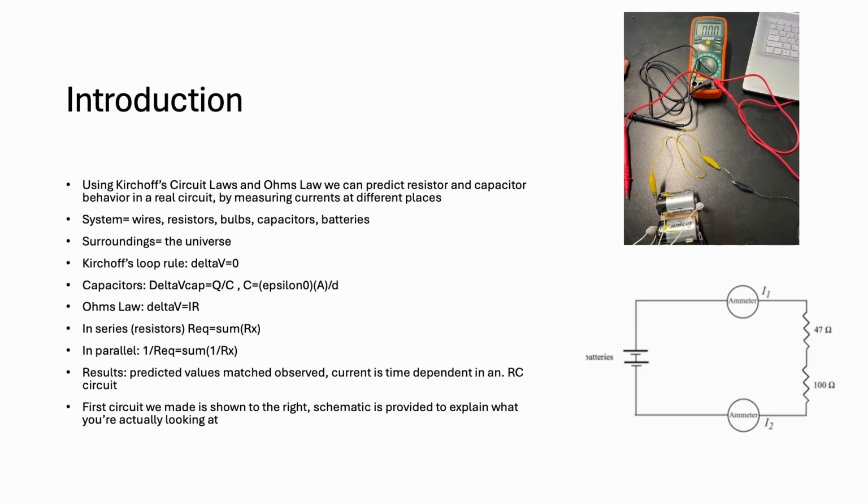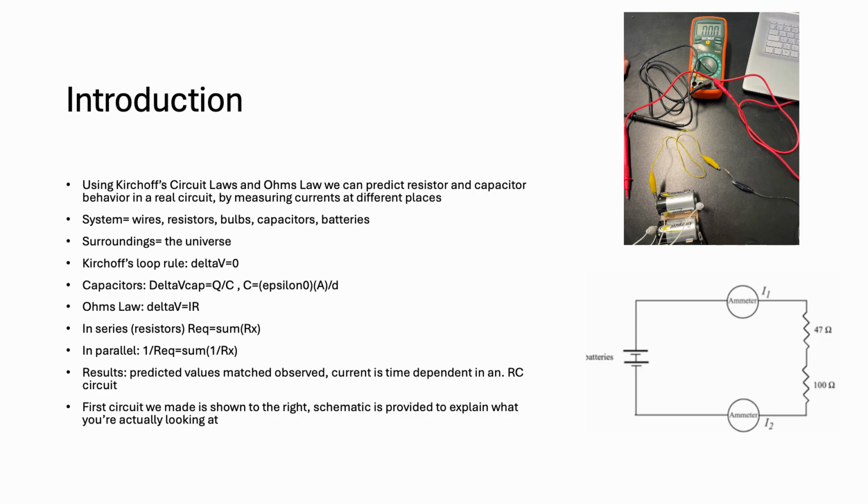Alright, so introduction. Essentially, we're going to use Kirchhoff's circuit laws and Ohm's laws to predict the resistor and capacitor behavior in a real circuit. We're going to do this mostly by measuring currents and voltages in different places along the circuit. The system is the wires, resistors, bulbs, capacitors, and batteries. And then the surroundings is the universe.